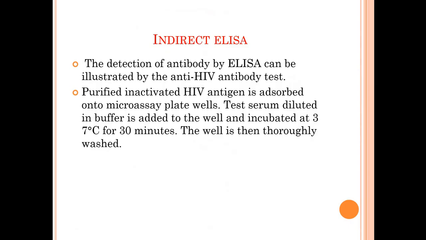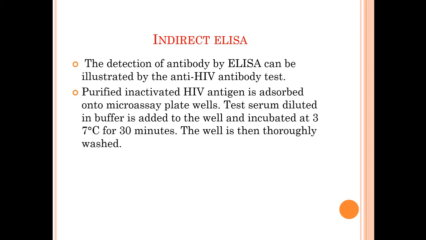Okay. We'll see this. So in indirect ELISA, detection of antibody by ELISA can be done. Example is the anti-HIV antibody test, which is used for screening of AIDS patients. ELISA is specially used for screening of, I'm using the word screening and not diagnosis, screening of AIDS patients, in which the purified inactivated HIV antigen is adsorbed on microassay plate wells.